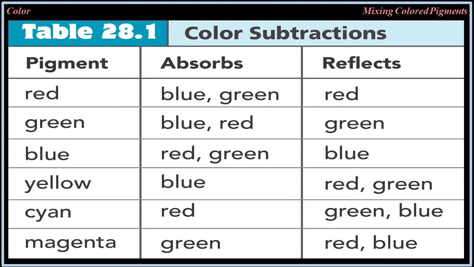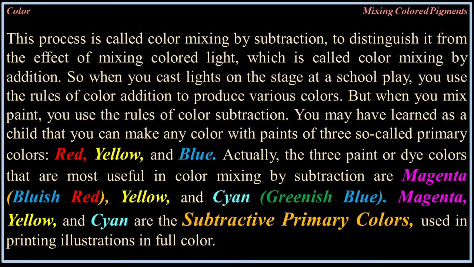Table 28.1 summarizes the various color subtractions. This process is called mixing by subtraction, to distinguish it from the effect of mixing colored light, which is called color mixing by addition. So when you cast light on the stage at a school play, you use rules of color addition to produce various colors. But when you mix paint, you use the rules of color subtraction.